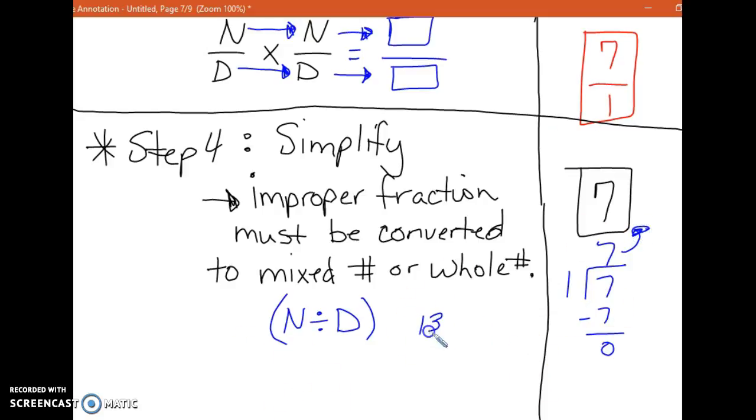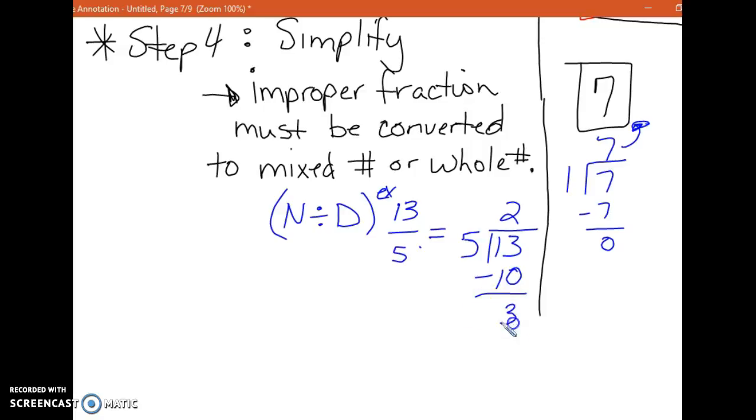If we had, for example, 13 fifths, we would do the same process. The numerator, 13, divided by 5, the denominator. Okay? So this is another example. How many times does 5 go into 13? Well, that's 2. We subtract, and we get 3 left over. How do we write this as a mixed number? Remember, we start at the top. That's our whole number, 2. And then we go clockwise, 3 fifths. So 2 and 3 fifths would be the answer for this example. Okay?